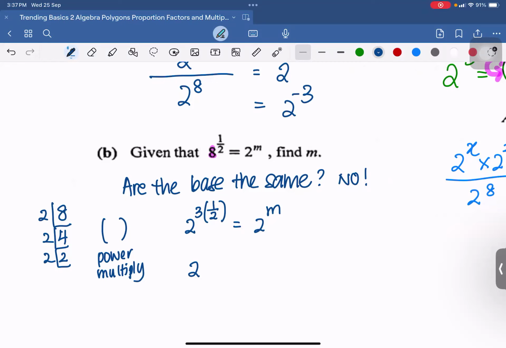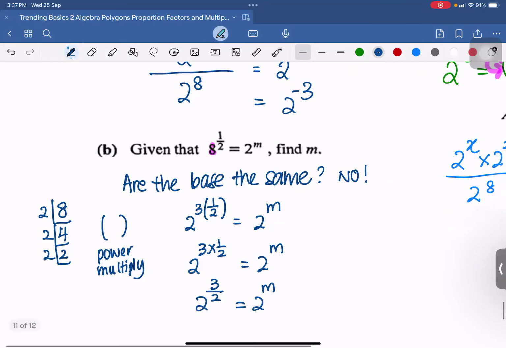Oh, Zhishu is here. Okay, 3 times half. So this one is 3 times half to the power m. So you get 2 to the power of 3 over 2. Hi, Zhishu. We are doing trending questions for TYS part 2, the questions at the bottom on indices.